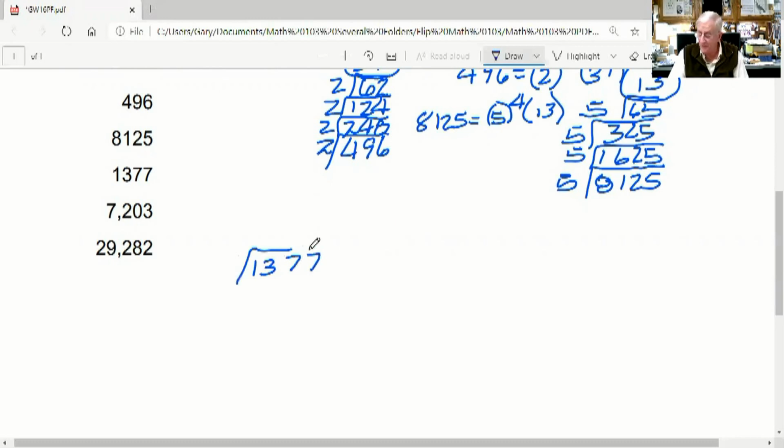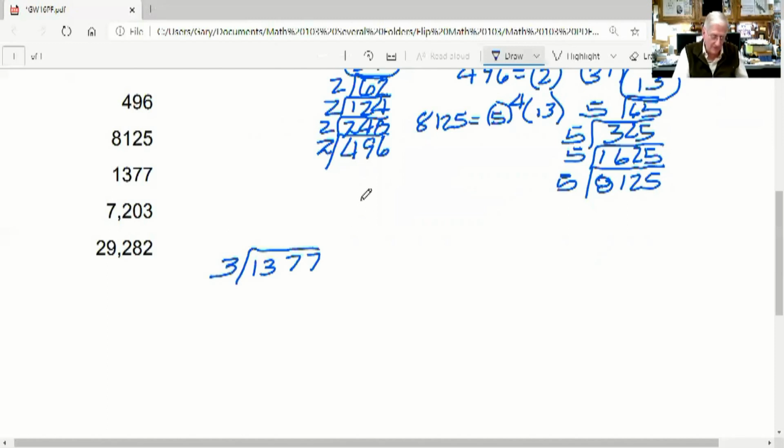Well, it's not divisible by 2. It's certainly not, excuse me, divisible by 5. I wonder if it's divisible by 3. Let's check it out and see. Well, let's see. 7 and 7 is 14. 14 and 3 is 17. And 17 and 1 is 18, right? So it appears that 1377 is divisible by 3.